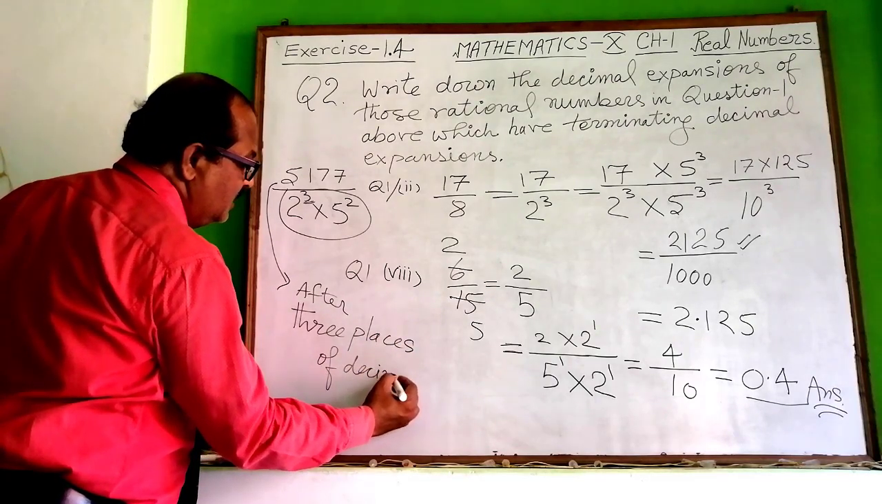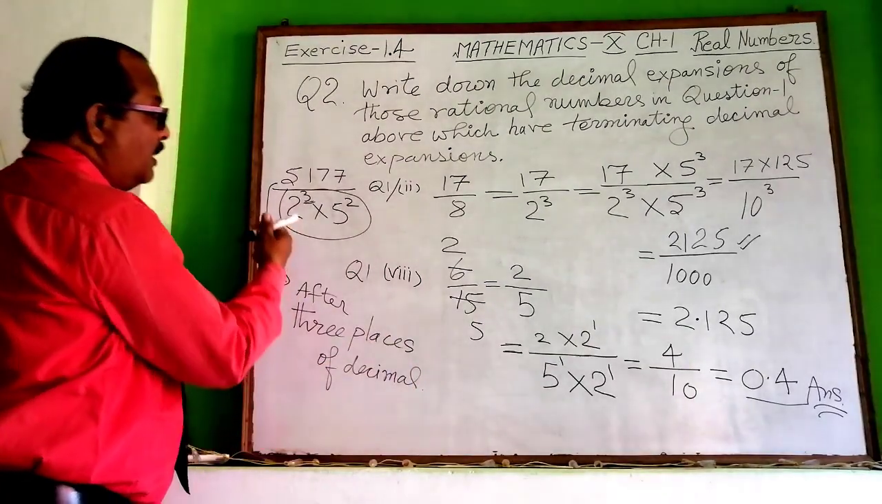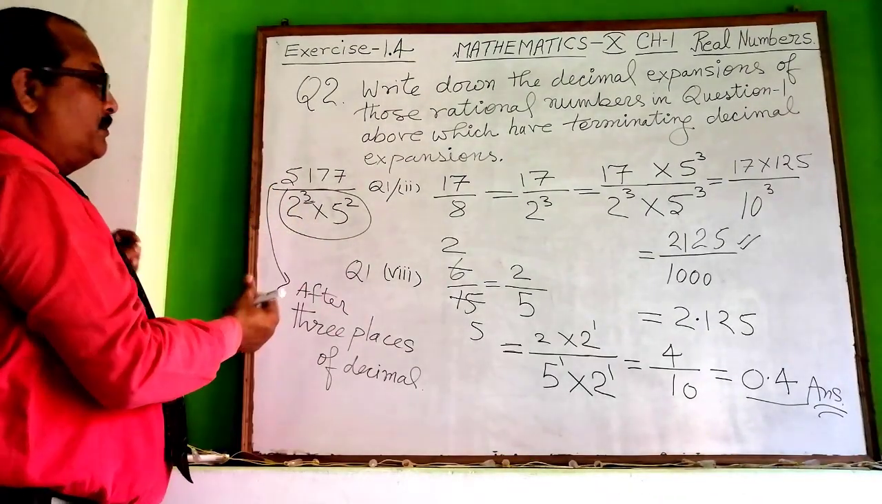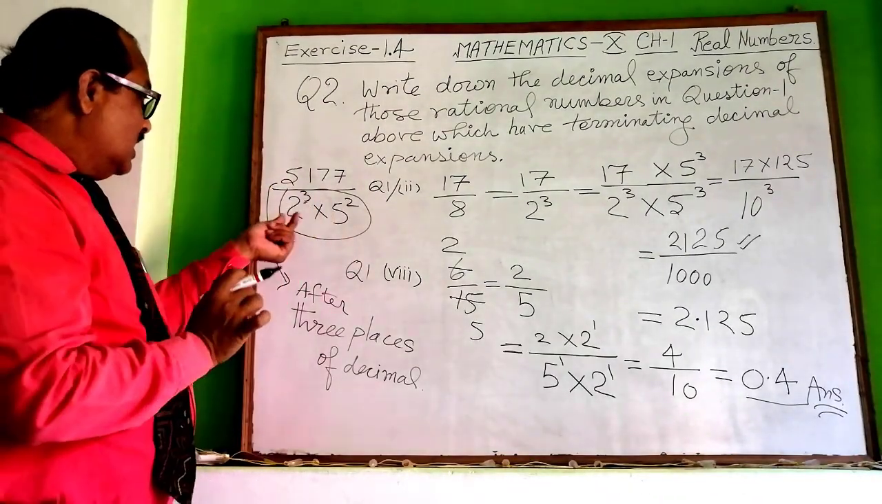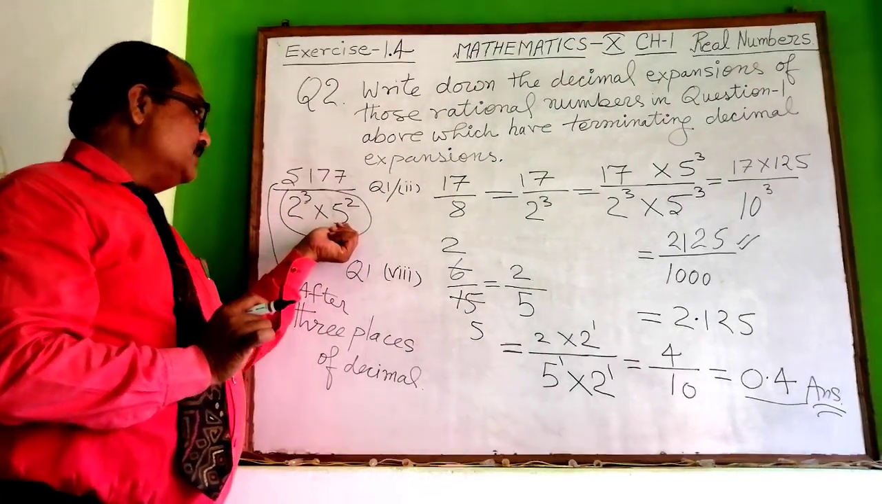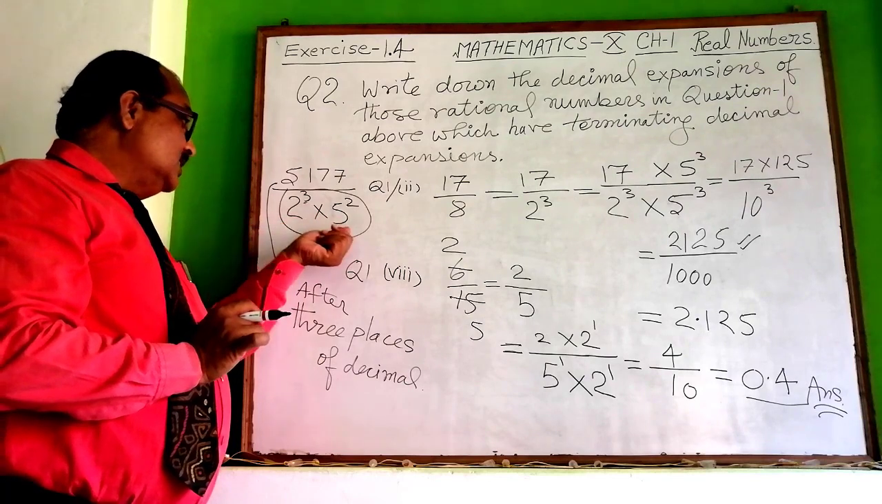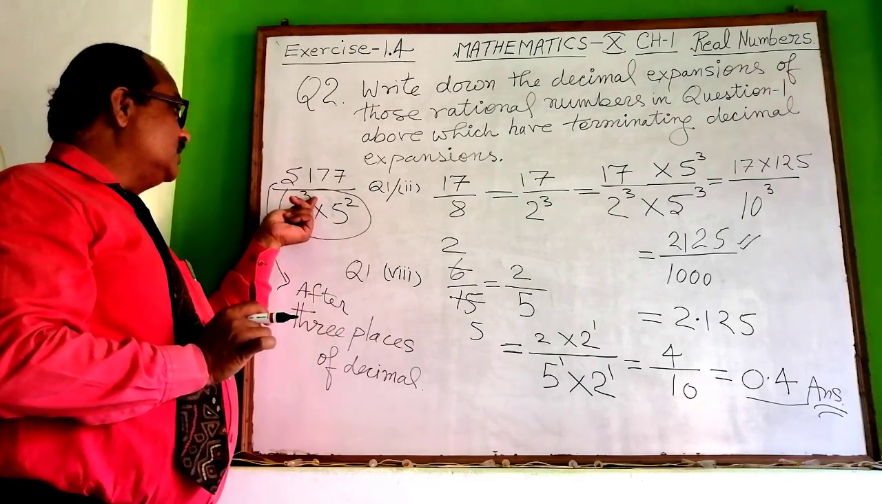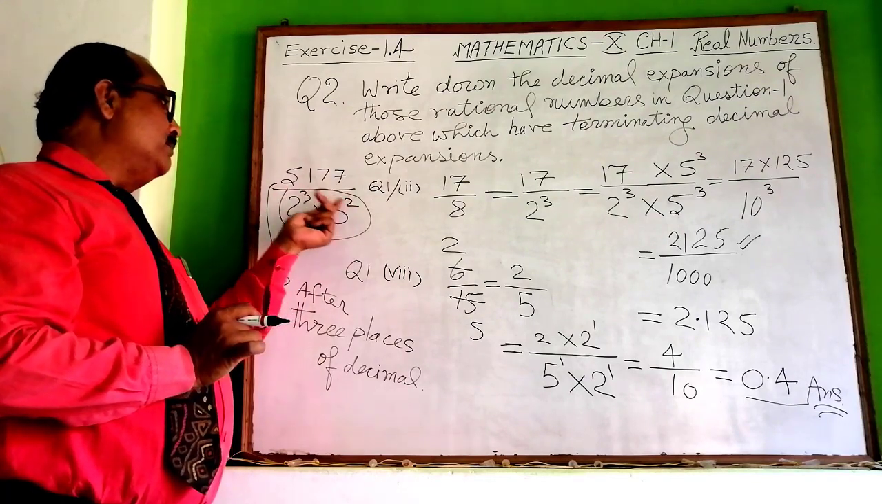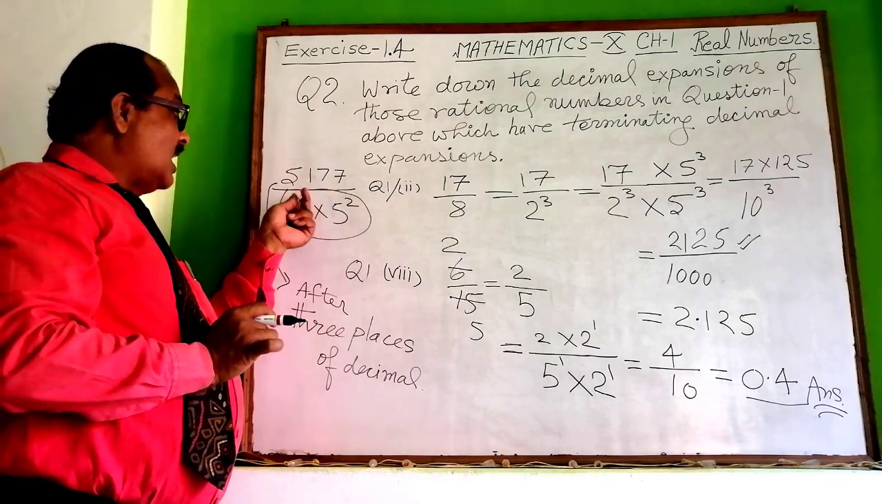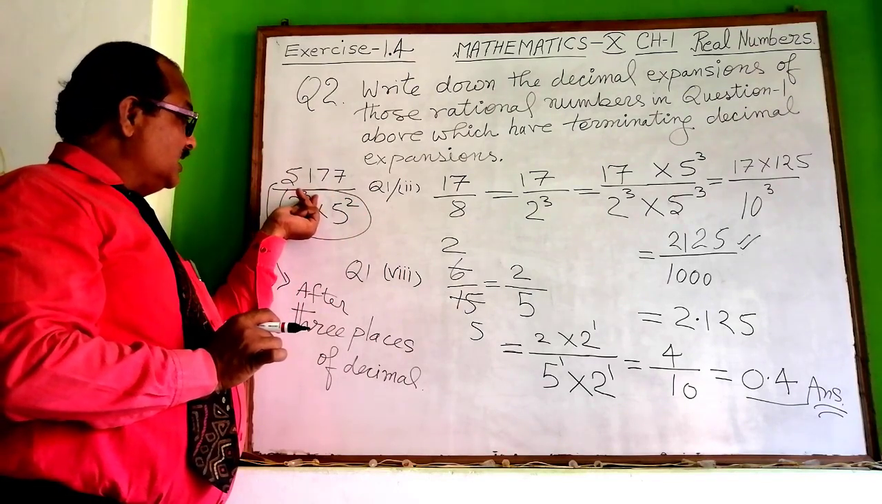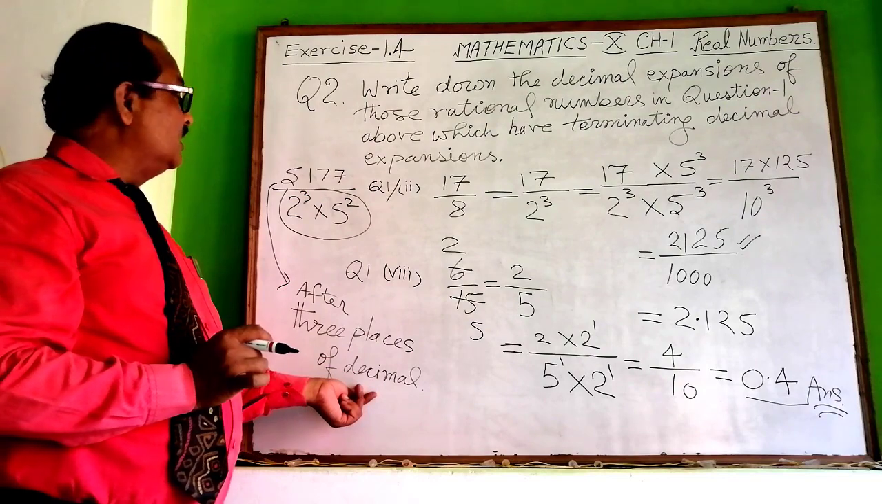So the concept is clear to all. After prime factorization of the denominator, you check whether 5 or 2 has the maximum power. In this case 2 has maximum power 3. So whichever is the maximum power in 2 and 5, after the same number of places the number will terminate.